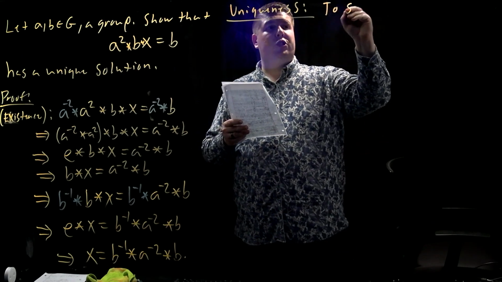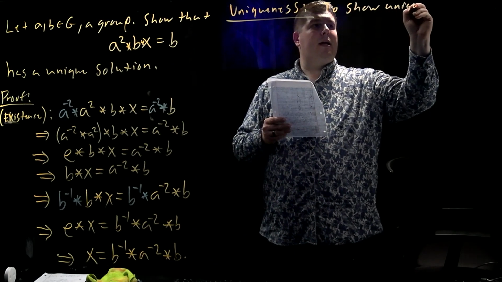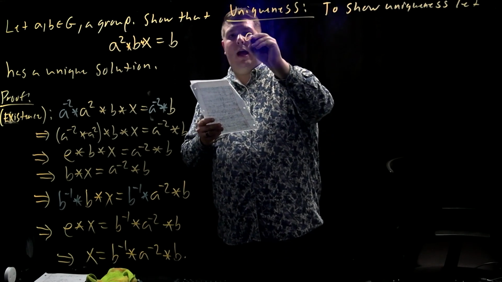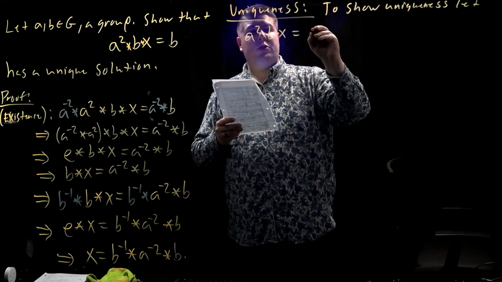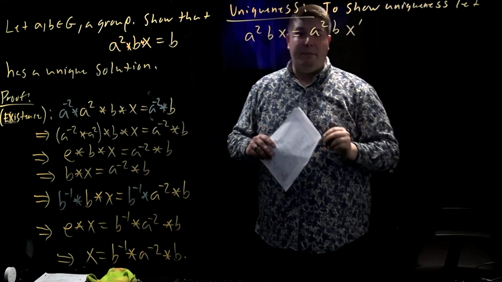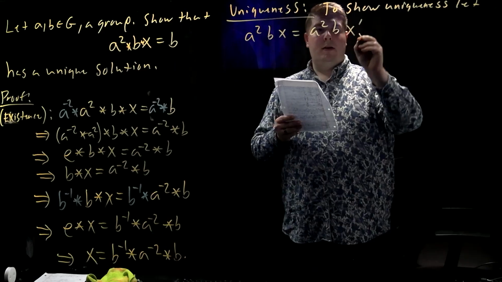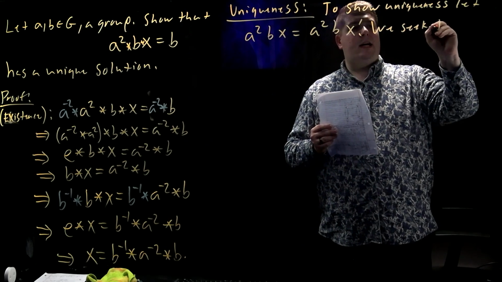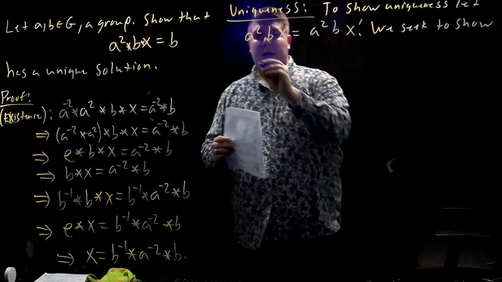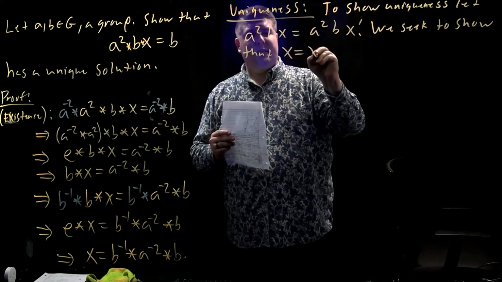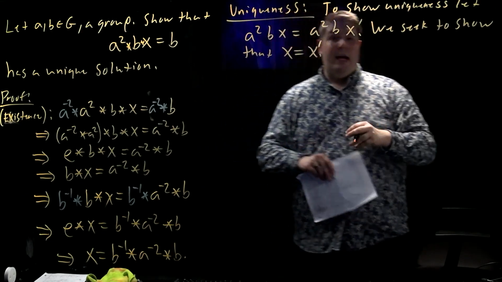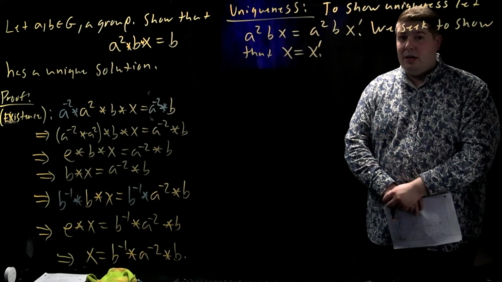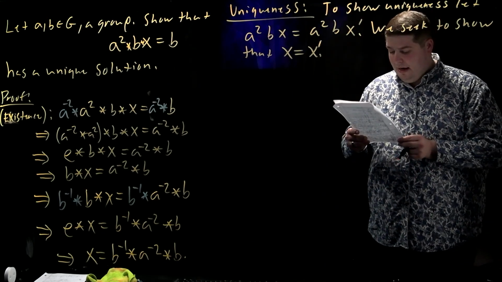So to show uniqueness, let a squared b x equal a squared b x prime. Okay? And what we want to do, we seek to show that x is equal to x prime. That's how you show uniqueness in abstract algebra, and in any real math class, actually. Sometimes this is done in advanced calculus and other courses of that nature. Okay?